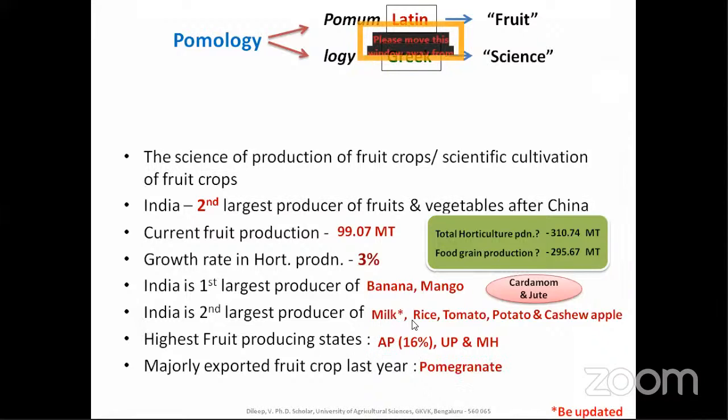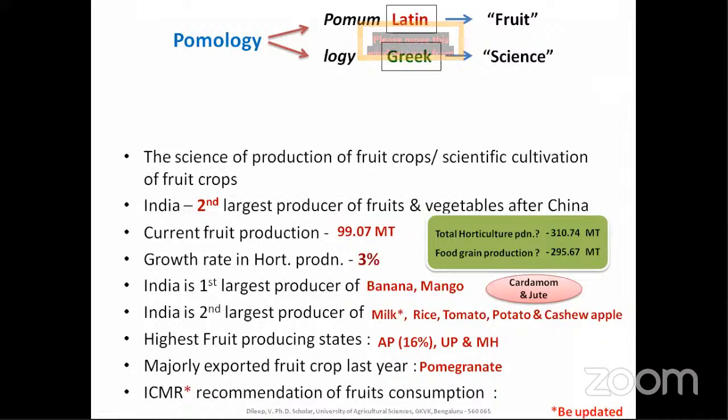Yeah, this is one of the things which was asked in one of the exams. I don't know which one, but my friends wrote an exam in which the question was which is the majorly exported fruit crop in the last year, and the answer was pomegranate. So, what are the other numericals that will come?